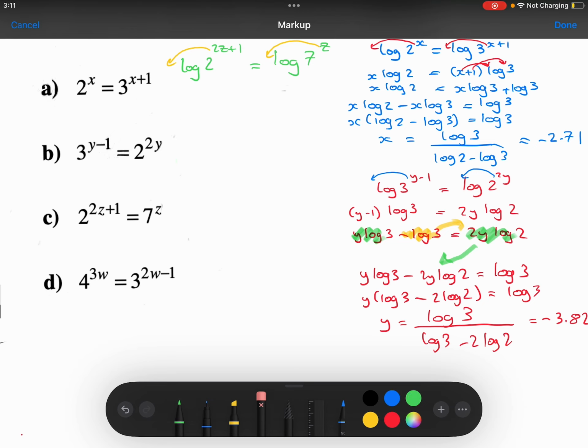Making sure that we keep the 2z plus 1 in brackets because there's two terms there. Next step, I want to expand those brackets. So 2z times log 2 plus 1 times log 2.